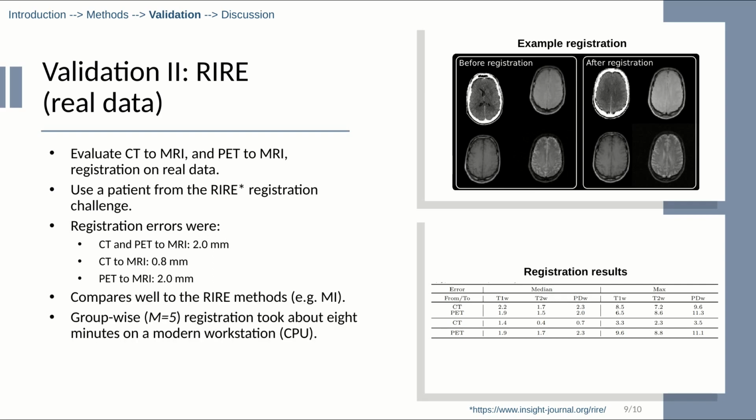And this compares well to the RIRE methods. The CT error is slightly smaller, and the PET as well, than the methods evaluated in the paper. For example, mutual information was part of these methods. And a groupwise registration, including all 5 images, took about 8 minutes on a modern workstation running on the CPU.